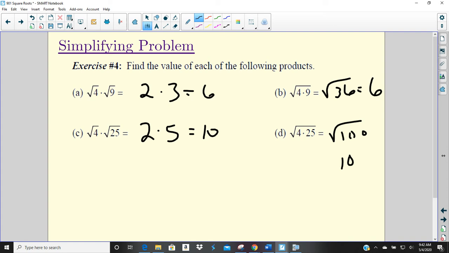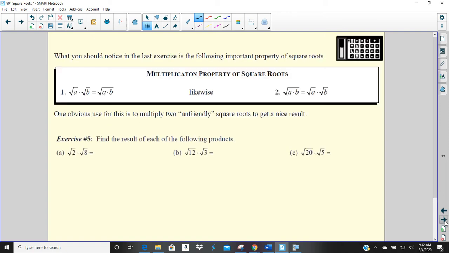Okay, so you can see that they are actually equivalent, whether I break them apart or keep them together. And this is going to be important in the next few moments. So you can see that if I have square root of A times the square root of B, it's the same as square root of A times B. Similarly, if I have the square root of A times B, it's the same as the square root of A times the square root of B.